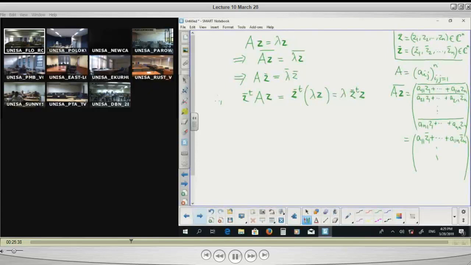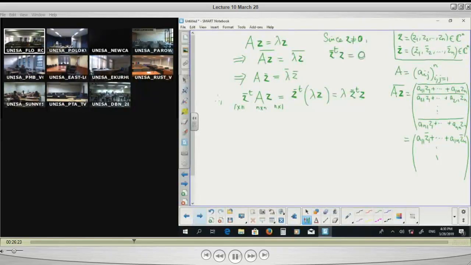So you see, this is why I did so. This is a 1 cross n matrix now. This is an n cross n matrix, and this is an n cross 1 matrix. So the product is 1 cross 1, which is a complex number. Right? And I'm saying, what is this complex number? It is this. Okay? Remember, since Z is not equal to 0, this complex number cannot be 0.